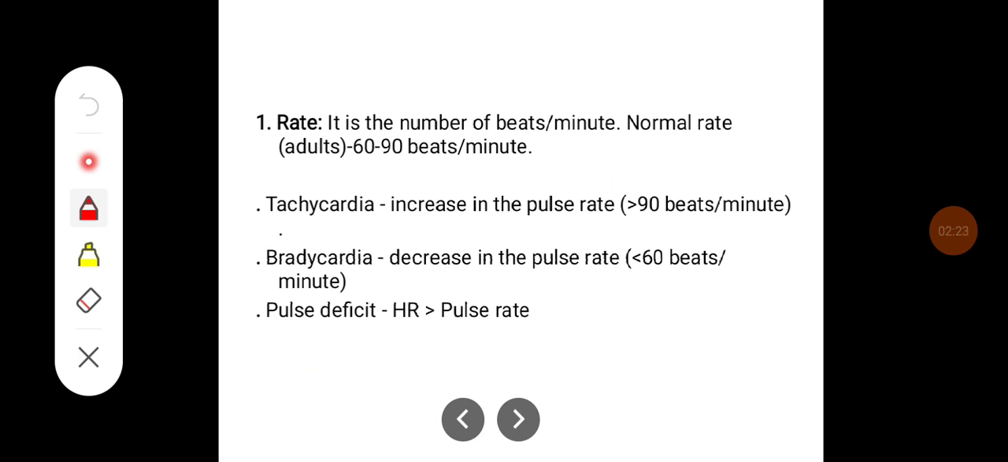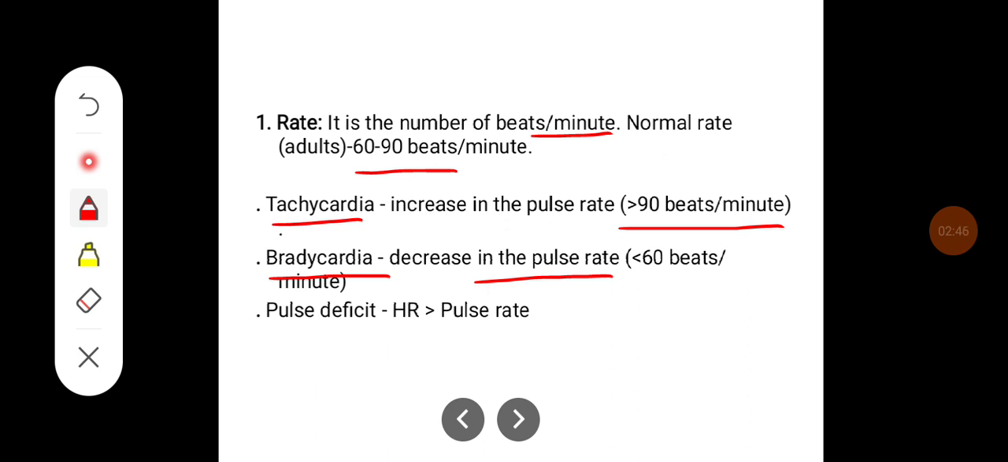Rate is the number of beats per minute. The normal heart rate in adults is around 60 to 90 beats per minute. Tachycardia is when the heart rate or pulse rate increases to more than 90 beats per minute, and bradycardia means a decrease in the pulse rate, that is, when it falls below 60 beats per minute.